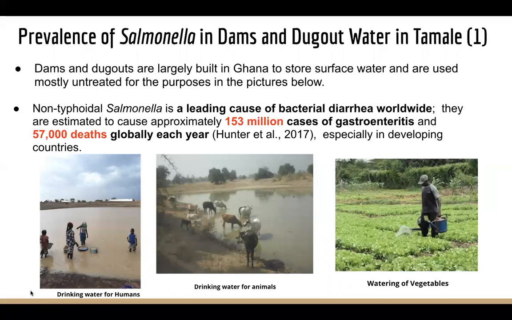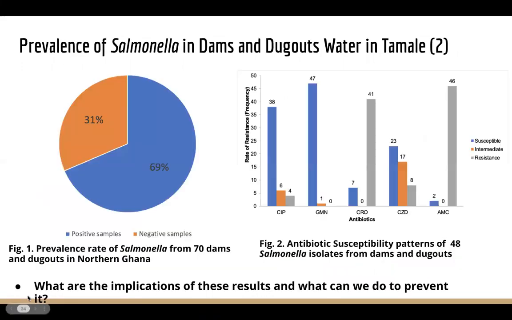And what we did with the dam water was to take samples of the dam water. You can see animals drinking from the dam, human beings drinking, people also using this same water to water their vegetables. So you can just see if there is bacteria there, how it will be spread throughout. So what we found, in the next slide, please.